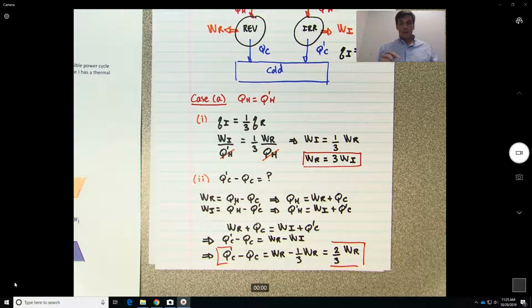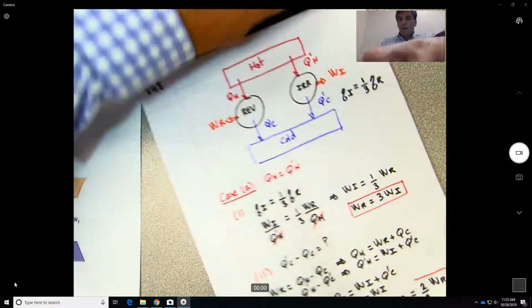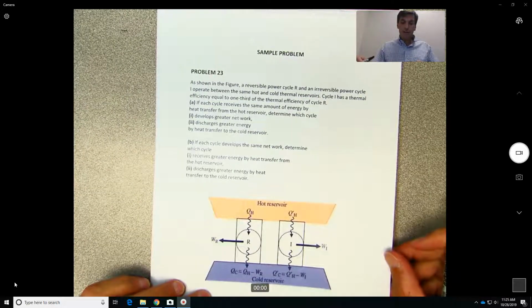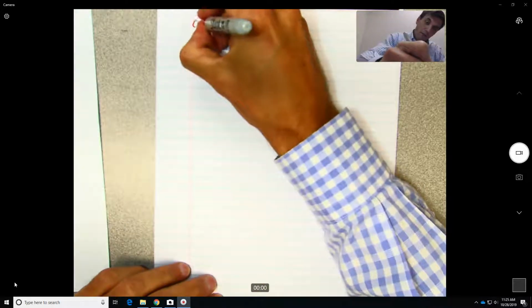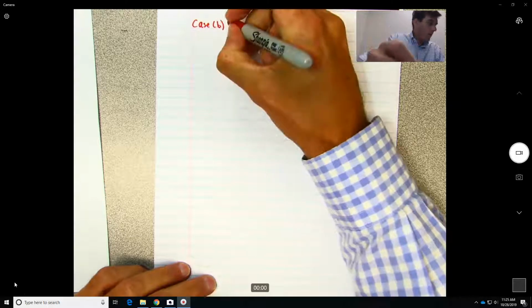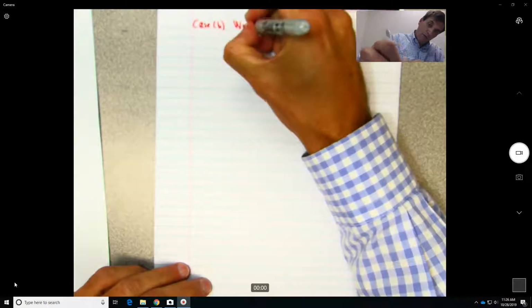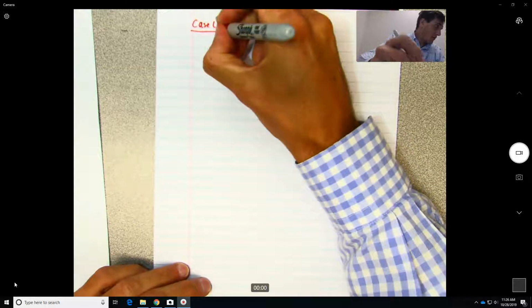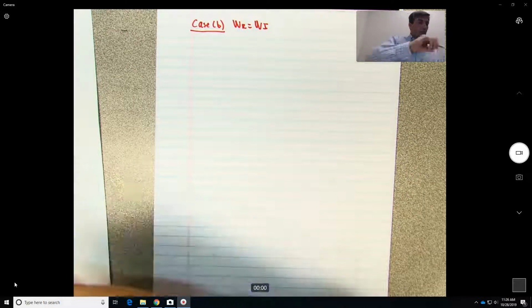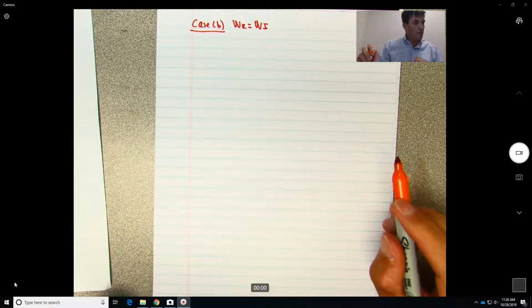Alright? Now we do case B. So what is case B? If each cycle develops the same network, so each cycle develops the same network. So let's see case B. We have work reversible equal work irreversible. Alright. And the first thing we need to do is which one receives greater energy by heat transfer from the hot reservoir.